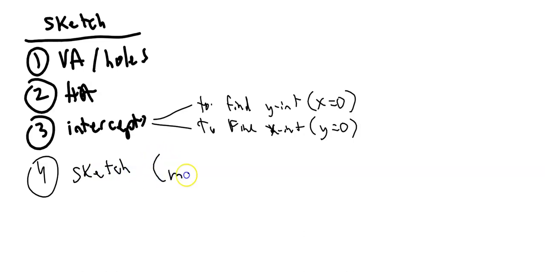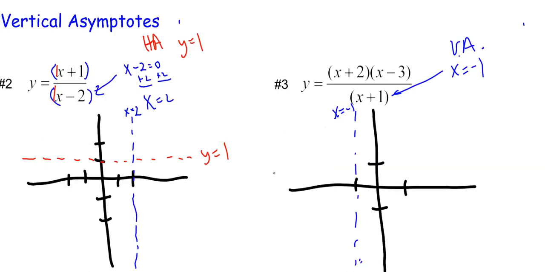You may have to plug in points. Plug in a point or two, not very many. Sometimes you don't have to. So we'll get to that step here in a second. So let's find the intercepts here. Let's see if we can do that.